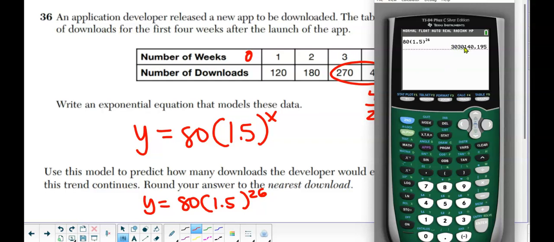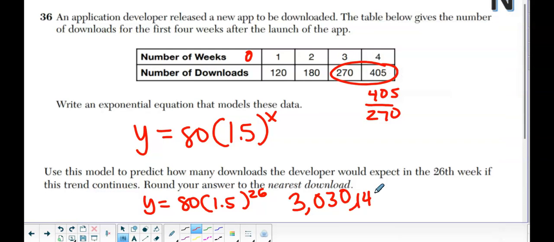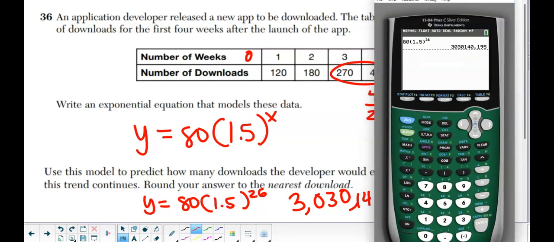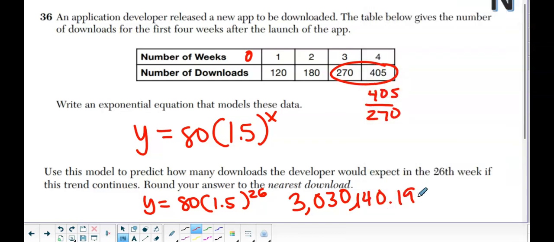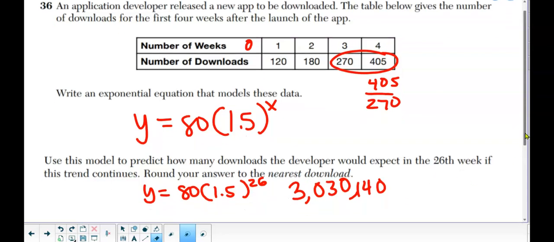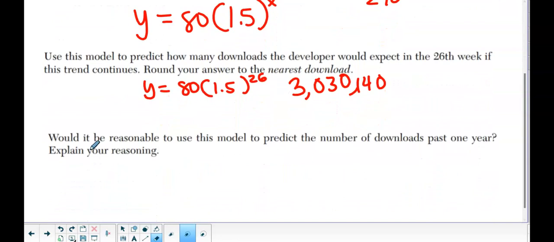So let's see, 3,030,140 point, what was it? 195.195. So it asked me to round to the nearest download. So that's not going to round me up. So that's it. 3,030,140. Next question. Would it be reasonable to use this model to predict the number of downloads past 1 year?